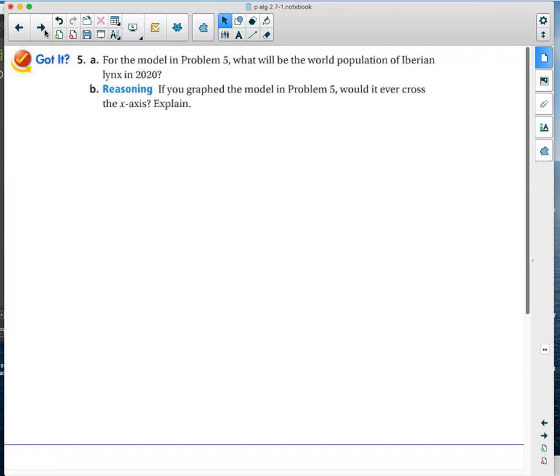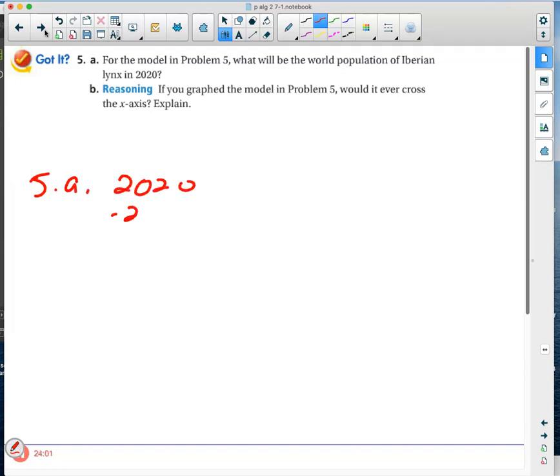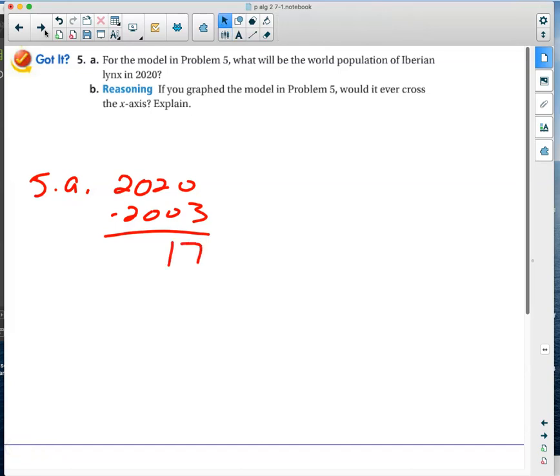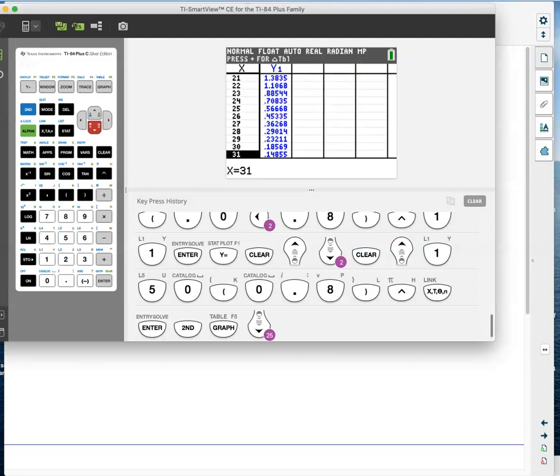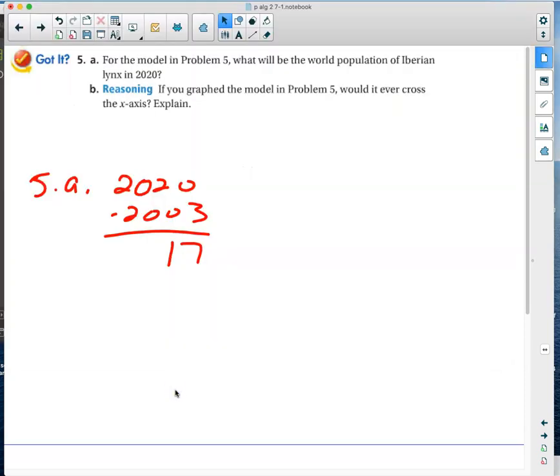5A says for that model that we just used, what would be the population in 2020? That would have been last year. How many years passed from 2003 to 2020? So I still have my table up there. Let me go back to 17 years. If things had continued, 3. There would have been 3 links.